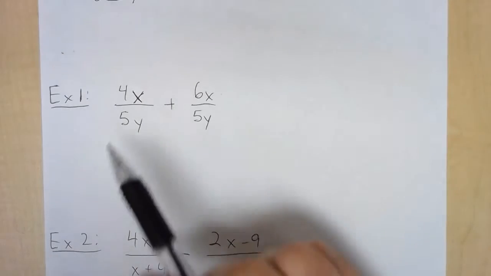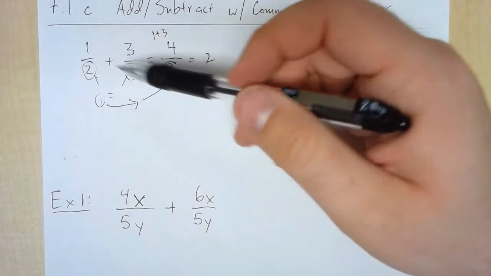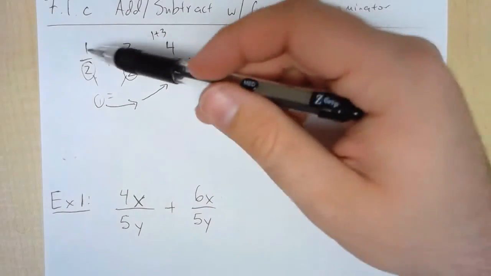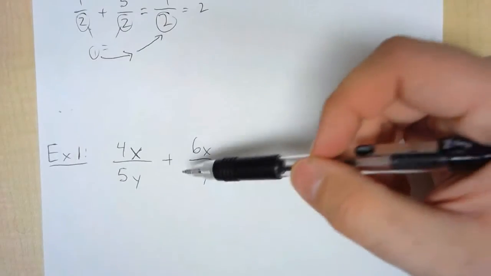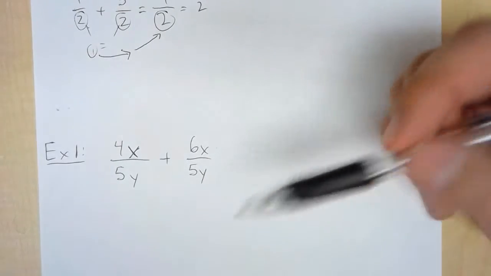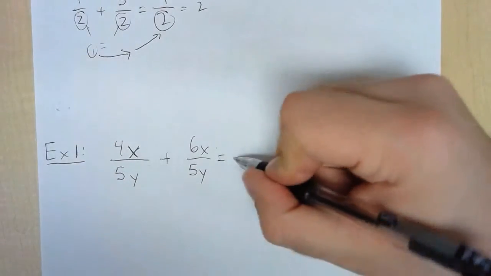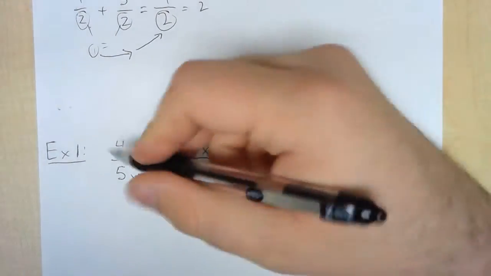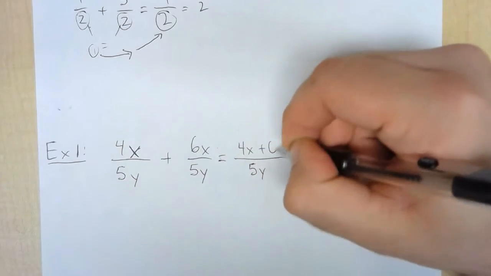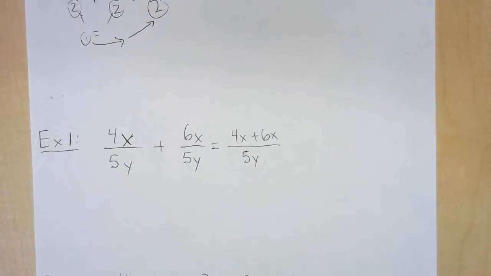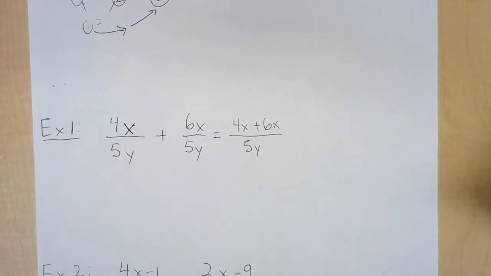So we look at the denominator. We've got 5y and 5y. So just like up here when we added 1/2 plus 3/2, we got 4 halves, because 1 plus 3 is 4, we kept the bottom. We're going to keep our denominator down here as well. So we're going to keep 5y for the denominator, and we're just going to copy over 4x plus 6x. And then if you can simplify, simplify.